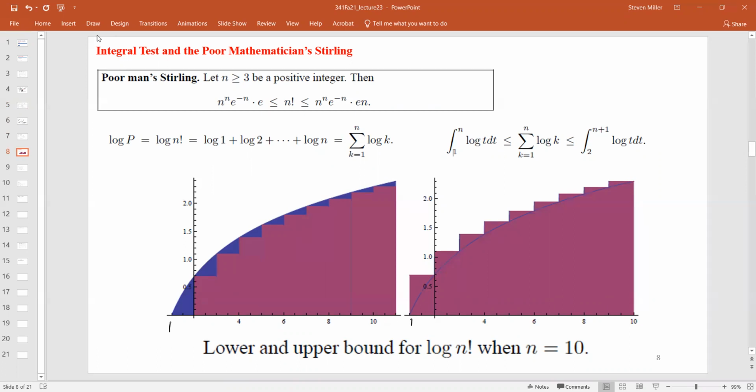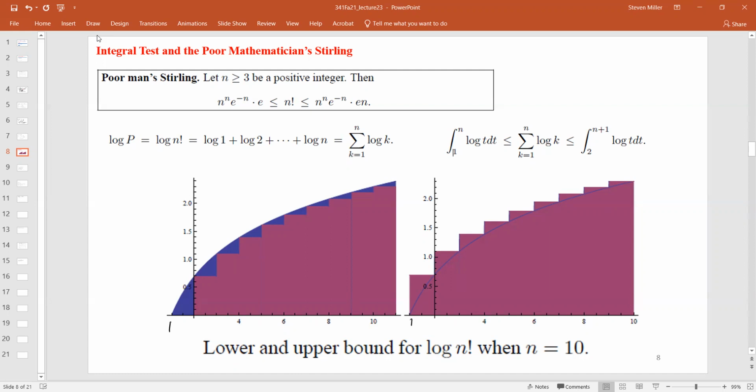This is similar to Riemann sums. If you have a function that is either non-decreasing or non-increasing, you can approximate the sum by converting it to an integral. So what I'm doing here is, let's take the log of n factorial. The log of n factorial will be the log of 1 plus the log of 2, all the way up to the log of n.